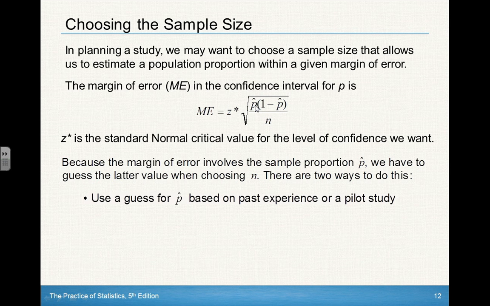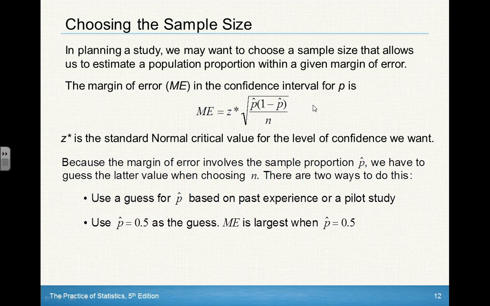The first way is to make up some guess for P hat based on what I did before, last week, yesterday, some other problem. Here's a pretty good idea of what P hat is. Let's go there. The second way to do it is to just go into a worst case scenario, and as it turns out, the margin of error is as wide as it can be for a particular context if P hat is 0.5.